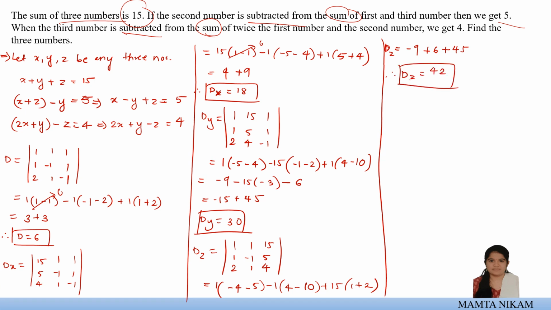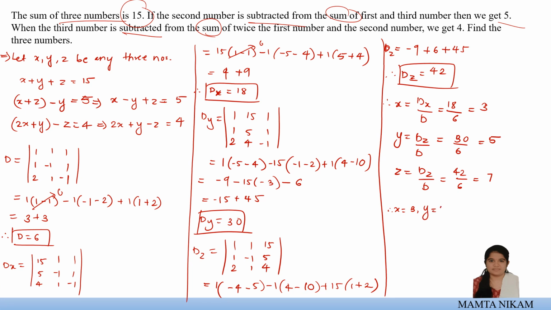So we have Dx, Dy, Dz and D, and therefore we can find the values of x, y, z respectively. x will be Dx upon D, that is 18 upon 6, that is 3. y will be Dy upon D, that is 30 upon 6, which equals 5. And z will be Dz upon D, that is 42 by 6, which will be 7. So we have x equal to 3, y equal to 5, z equal to 7 as the solution.